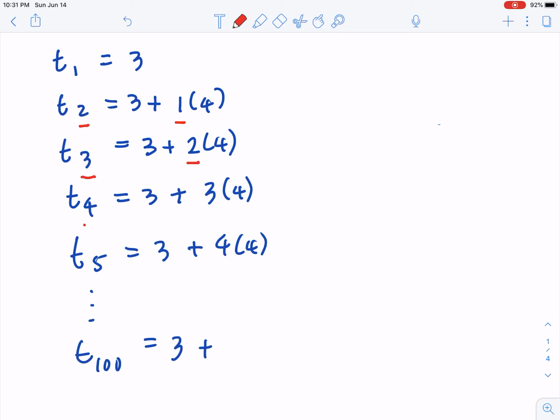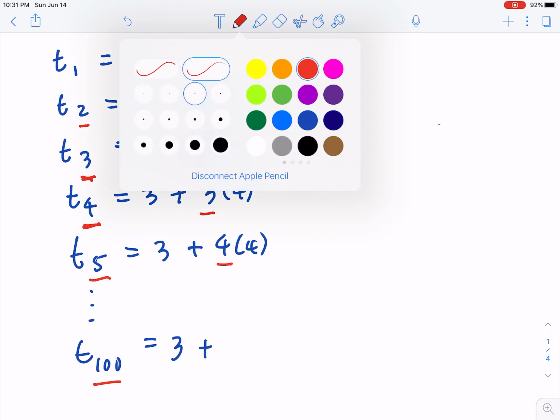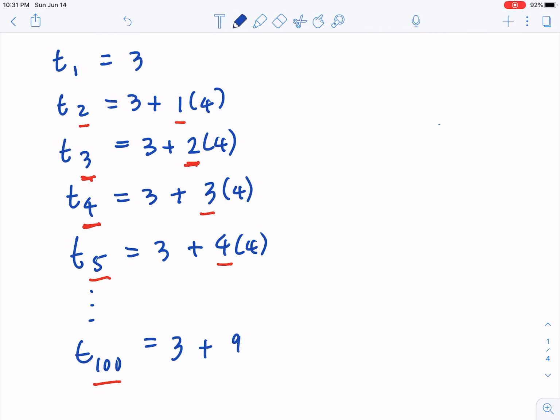Kung ilang 4s. Pag 2 yung subscript mo, may isa kang 4. Pag 3 yung subscript mo, may dalawa kang 4s. If you have a subscript of 4, you have 3 4s, and so on. So if you have a subscript of 100, what do you think will be the number of 4s? That's 1 less, di ba? So 99 times 4. And ilan yan? That's 100 minus 4, 396, plus 3, 399.